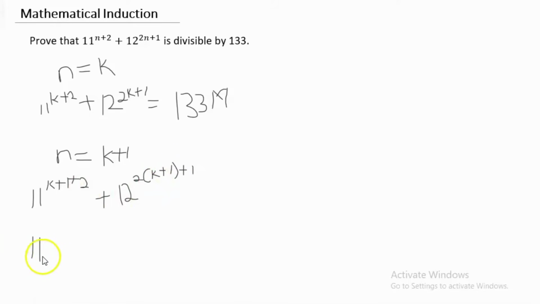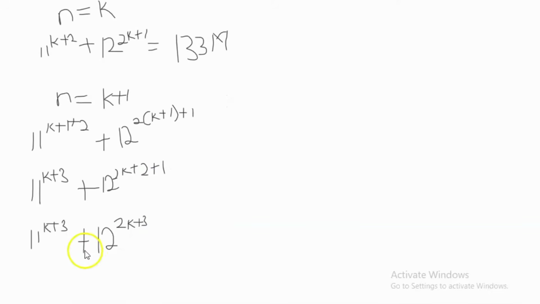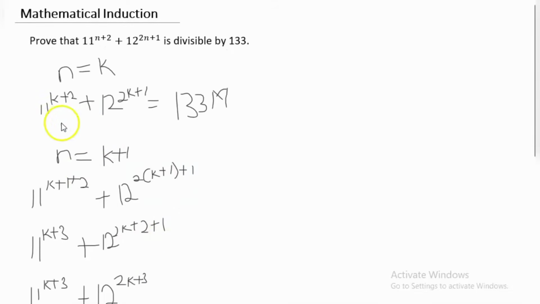So we have 11 to the power of k plus 3 plus 12 to the power of, 2 multiplied by k is 2k, 2 multiplied by 1 is 2, then we have plus 1. So now we have 11 to the power of k plus 3 plus 12 to the power of 2k plus 3. 2 plus 1 is 3. It's as simple as that. Okay, so now it's just like what we did in the previous one.